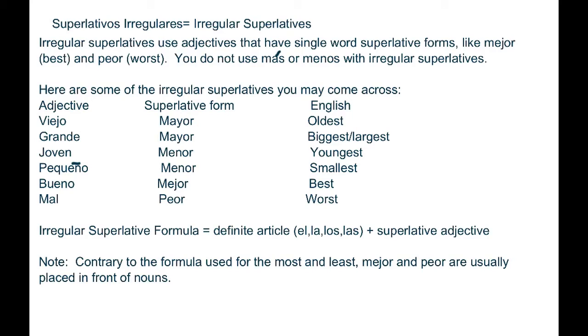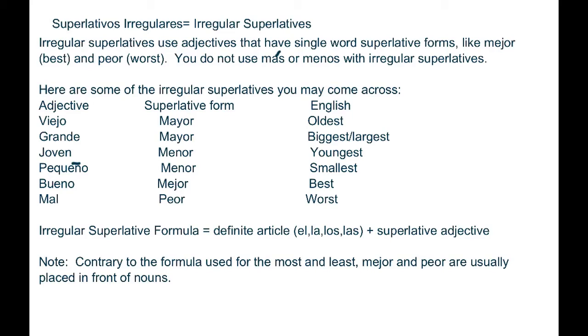You see a list of adjectives. For each adjective, to the right you will have a superlative form. And then to the right of that you'll see what it means in English. So start off with viejo. Viejo, if we were to use a superlative form, it would be mayor, and the meaning would be oldest. For grande, the superlative form would also be mayor, and in English it would mean biggest or largest.